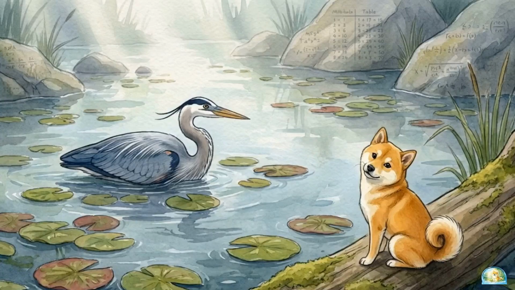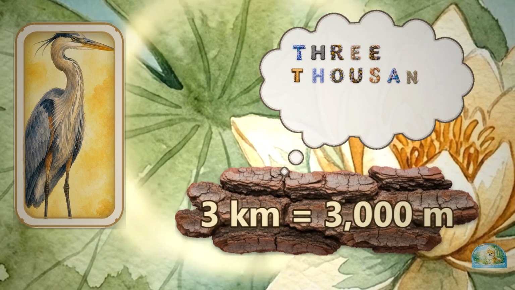Look at the landscape one last time. Which label reveals the most important relationship to you, and how does Wren's movement prove it? 3 kilometers equals 3,000 meters.